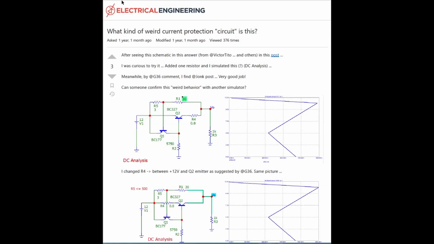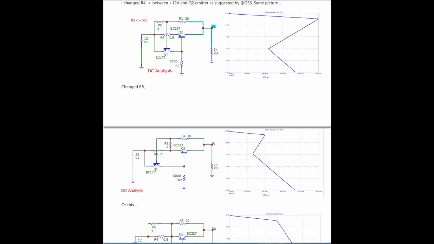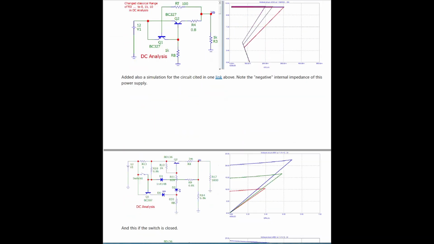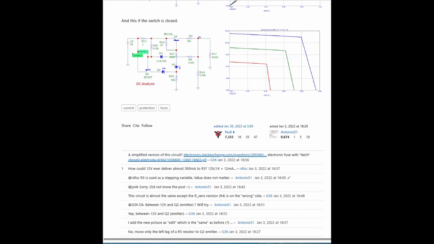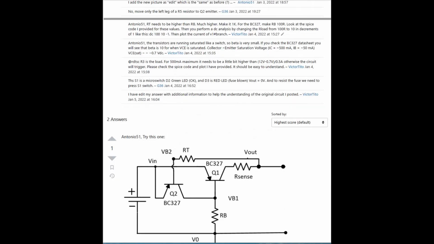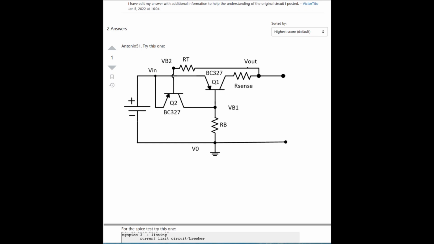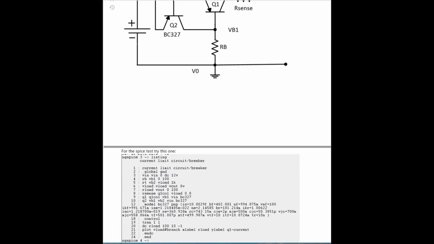Some time ago I was browsing the Stack Exchange electrical engineering site and this question got my attention. Weird? An assortment of circuits and charts were being displayed. It really sounded weird. But what really caught my attention was the circuit presented by one of the fellows answering the question. It was a copy of the electronic circuit breaker I have presented in one of my YouTube videos.